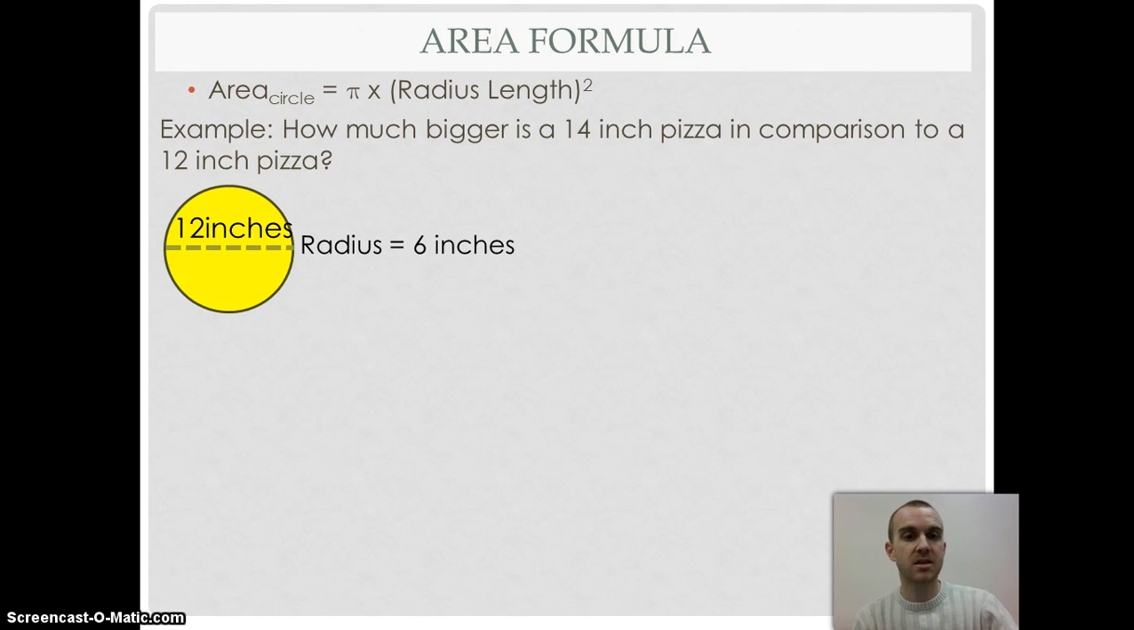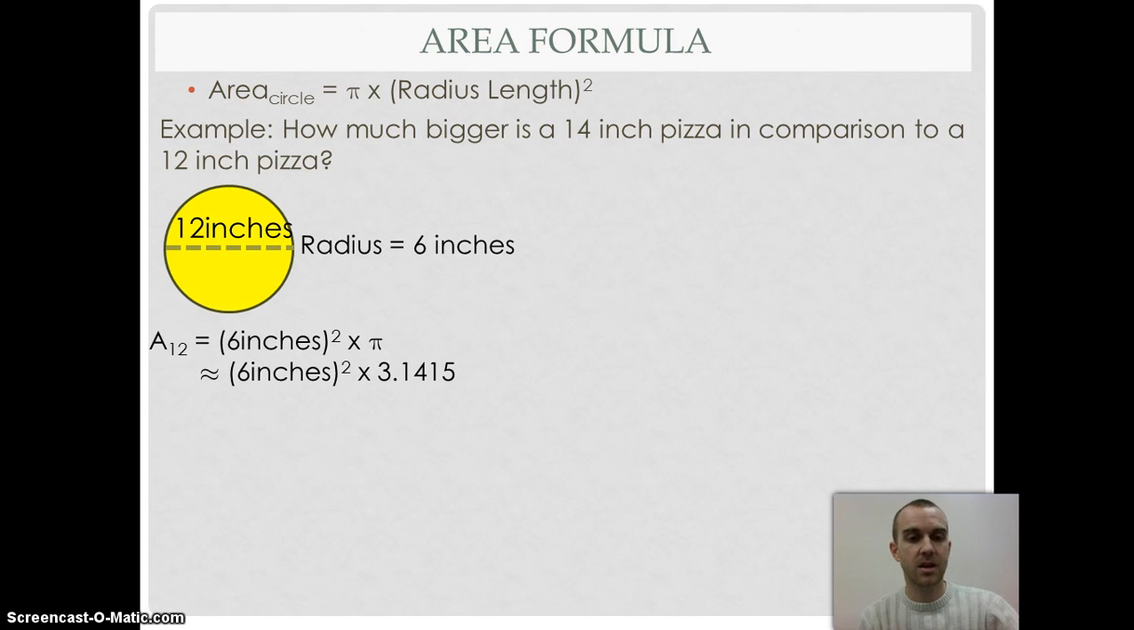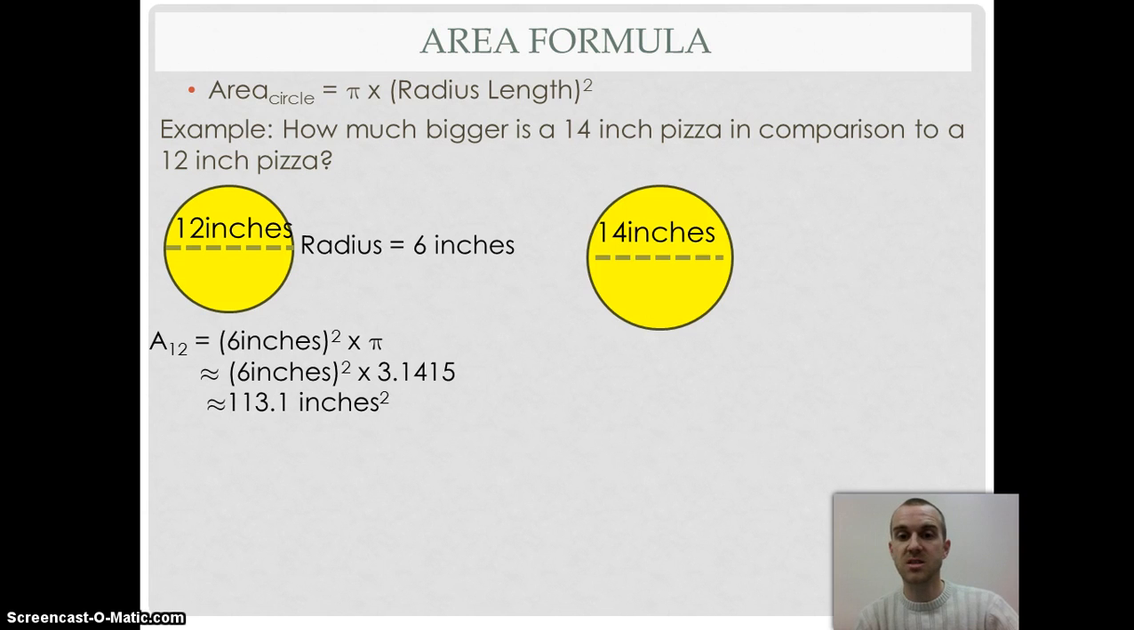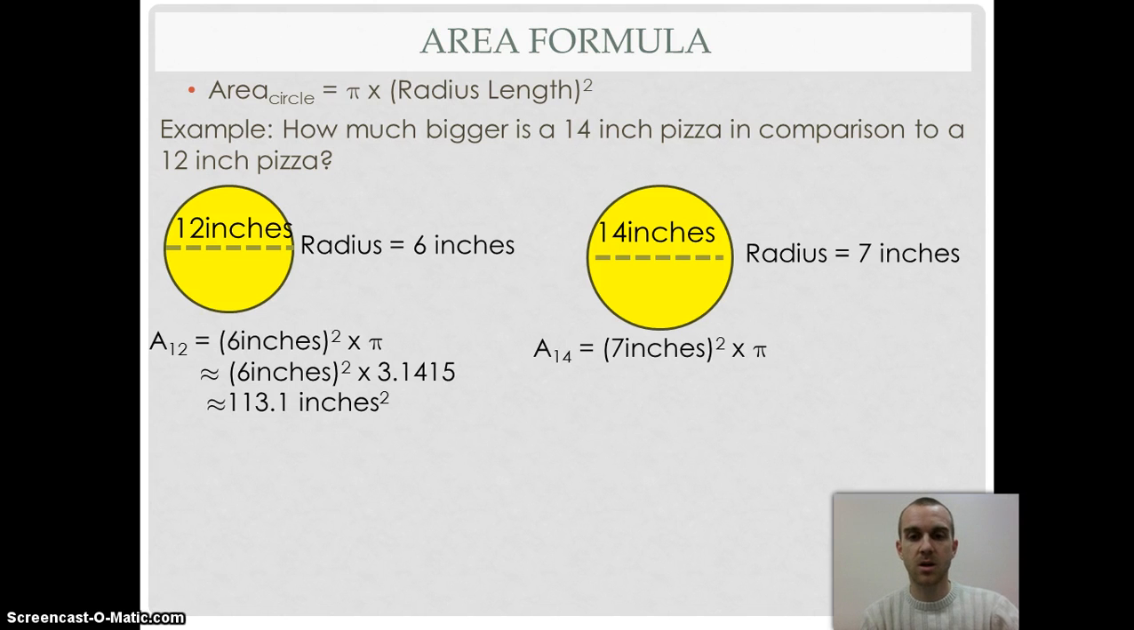So pi times 6 squared would give us the area. And we can approximate pi, and then we square our values. We get about 113.1 square inches for the 12-inch pizza. We do that with the 14-inch pizza. We have to pay attention, say the radius is 7 inches. So then 7 squared times pi, we are going to approximate that value for pi to about 3.1415. And we find that that's about 153.9 square inches.